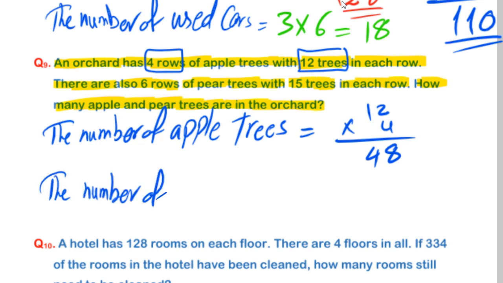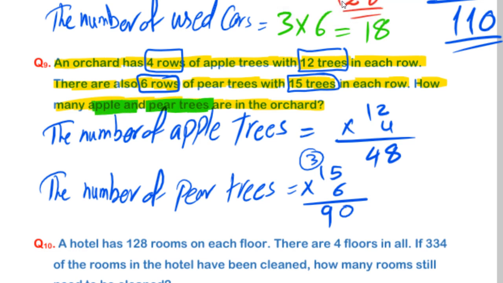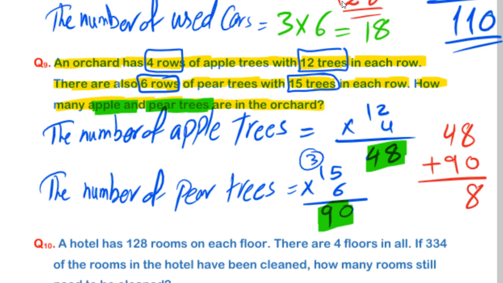And the number of pear trees: we have 6 rows, 15 trees in each row. Let's multiply 15 multiplied by 6. 5 multiplied by 6 equals 30, but we can't put the whole 30, so put 0 and carry 3. 1 multiplied by 6 equals 6, and 3, it will be 9. After that, he's asking for the total number of apple and pear trees, so you have to add them together. Let's add 48 plus 90. 8 plus 0 equals 8, and 4 plus 9 equals 13. So our answer is 138.